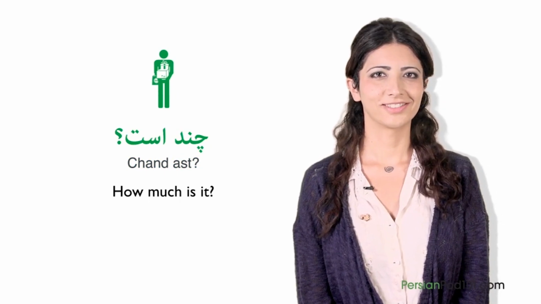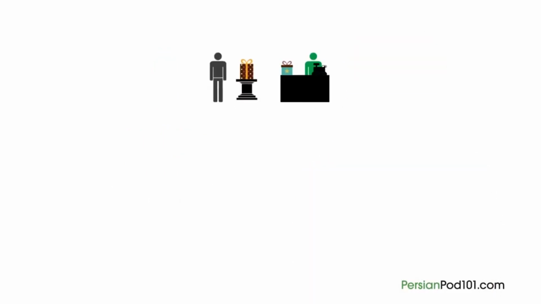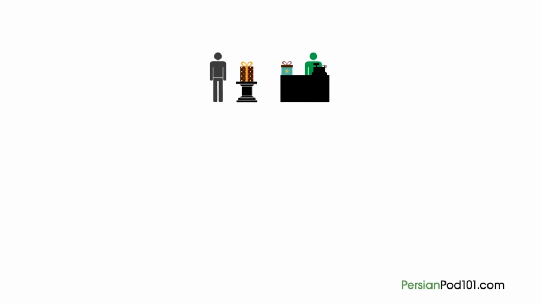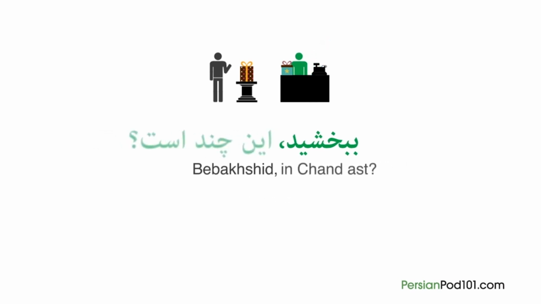Let's go. You see something you like and want to ask the shop clerk how much it costs. The first thing to say is ببخشید. Do you remember what that means? Excuse me. ببخشید. این چند است.